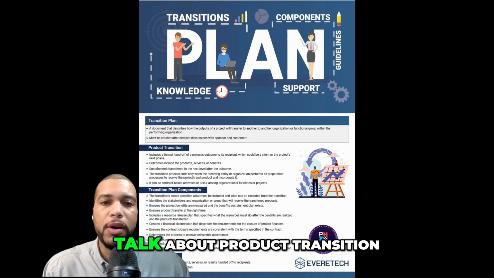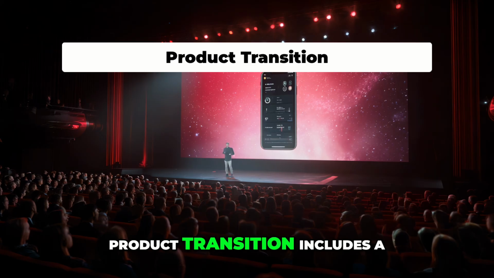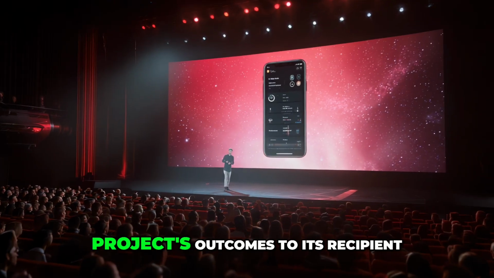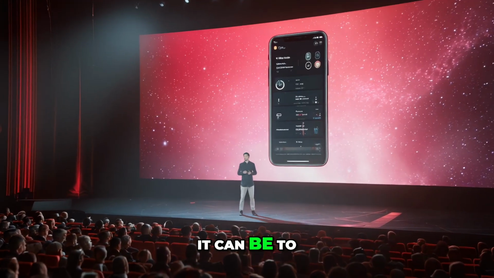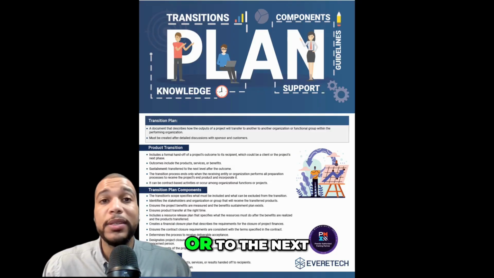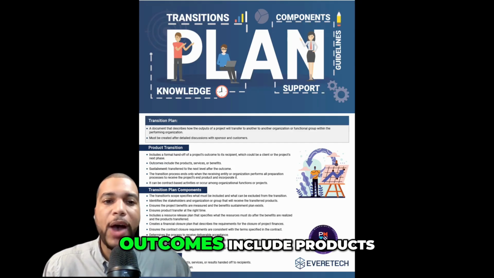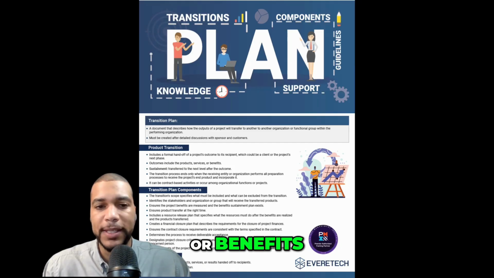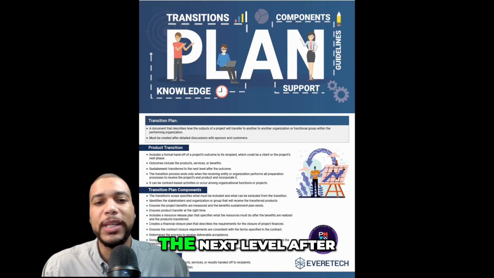We're also going to talk about product transition. Product transition includes a formal handoff of a project's outcomes to its recipient. It can be to a client or to the next phase of that project. That is the product transition. Outcomes include products, services, or benefits. Sustainment is transferred to the next level after the outcomes.